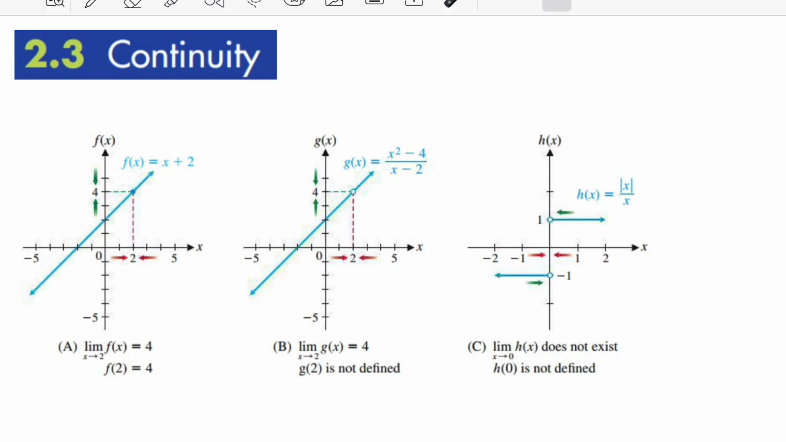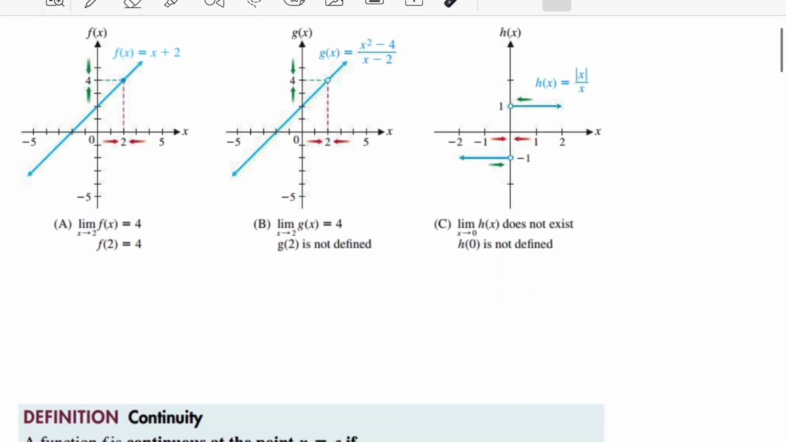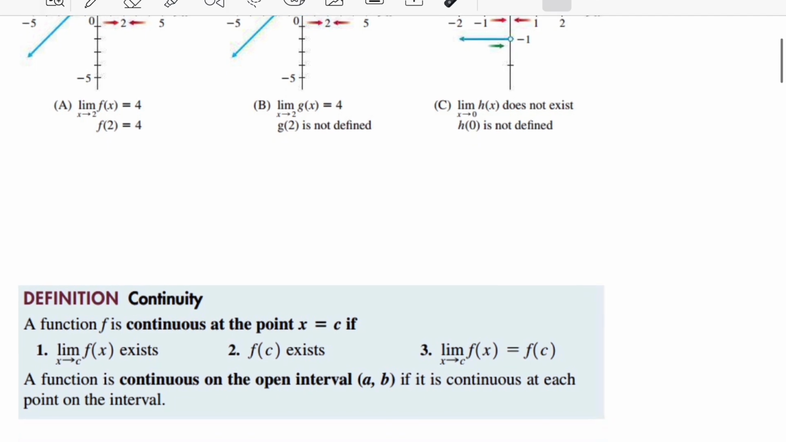So that's how we can look at a graph and determine continuity, but formally, here is our definition of continuity. A function f is continuous at the point x equals c if the limit of our function as x approaches that point does exist. Additionally, our function value at that point also needs to exist. And lastly, the limit of our function as x gets closer to that point is going to be equal to our function value at that point.